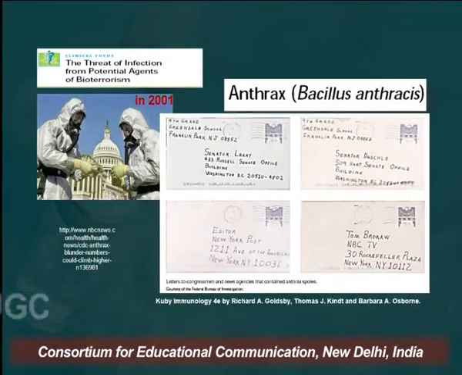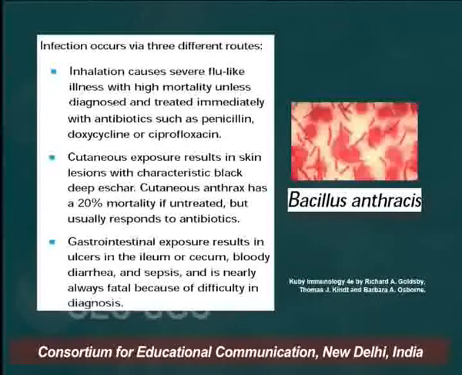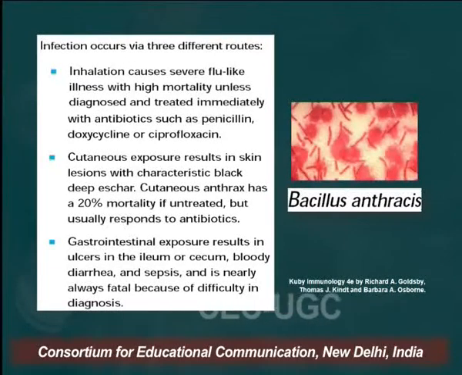You can see these were the envelopes which were sent to senators and mailmen, specifically sent by terrorist groups after 9/11, and they contained anthrax spores. Now, anthrax infection can take place in 3 ways. The causative organism is Bacillus anthracis, a bacterium.